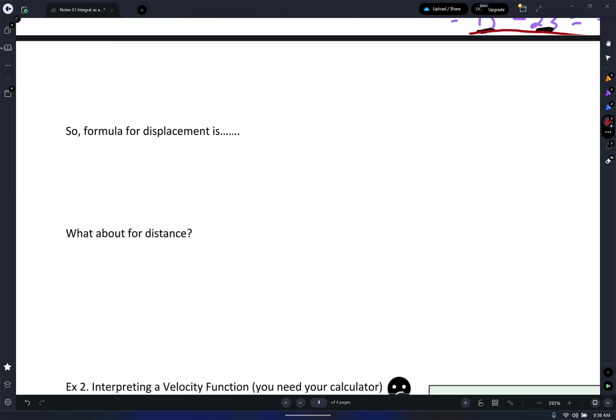But a formula for displacement is, here it is. Displacement. This will always work. Displacement is nothing more than the integral from A to B of velocity. So area under the velocity curve will always give me my displacement, which just means the change in distance. You're going to see this over and over and over again, I guarantee you. Cool or not cool, guys?